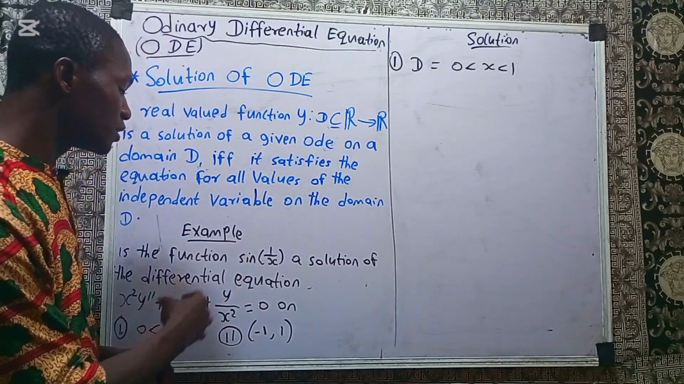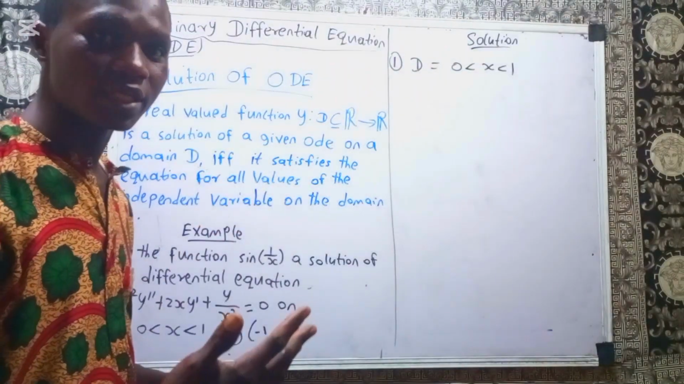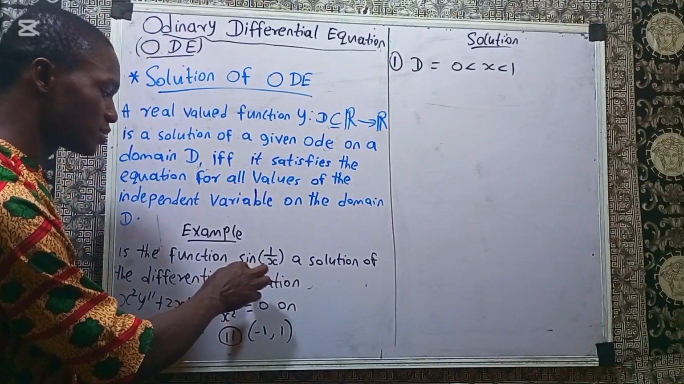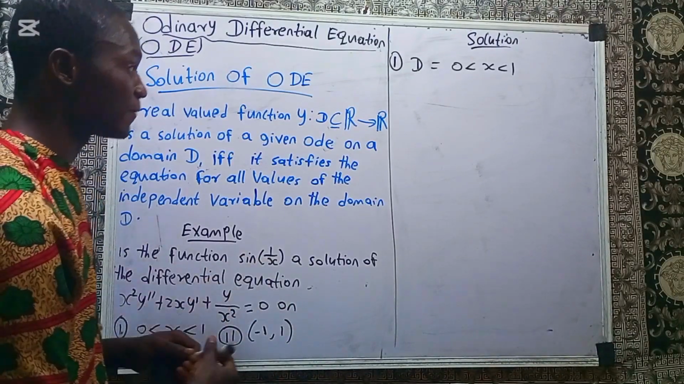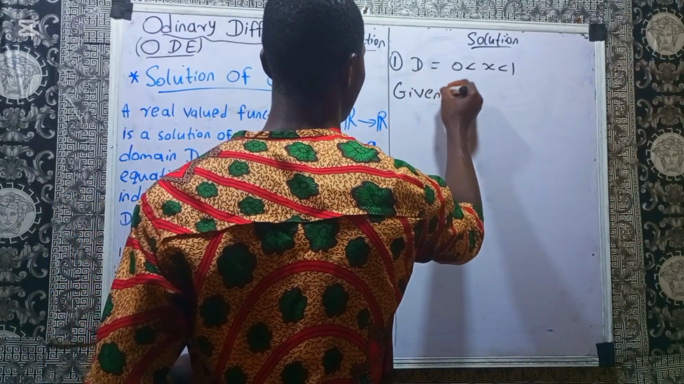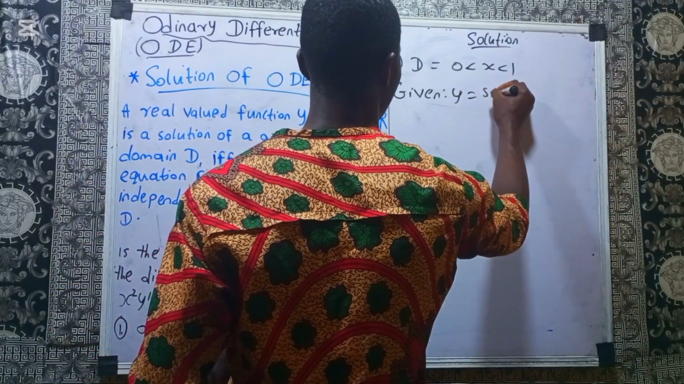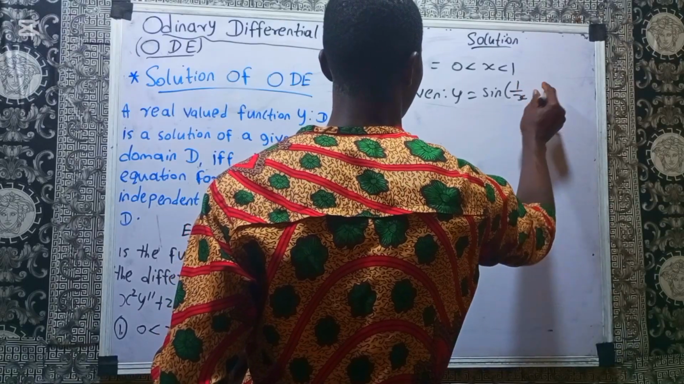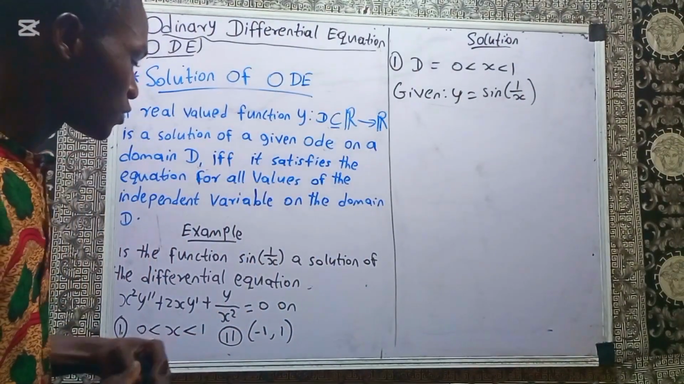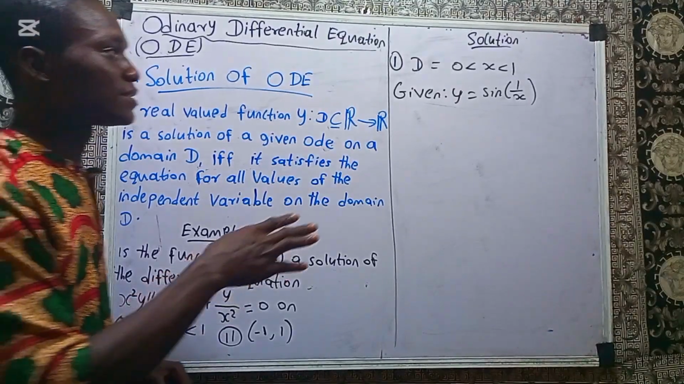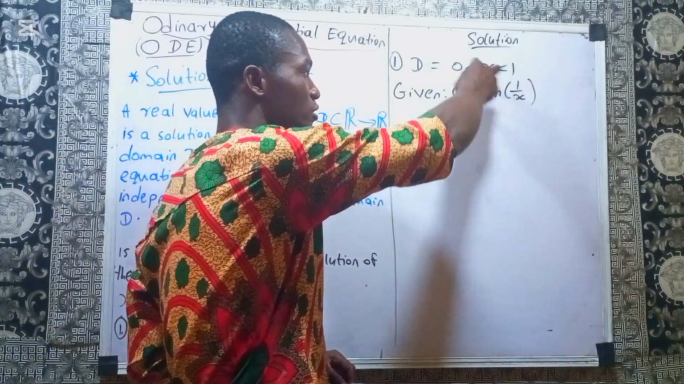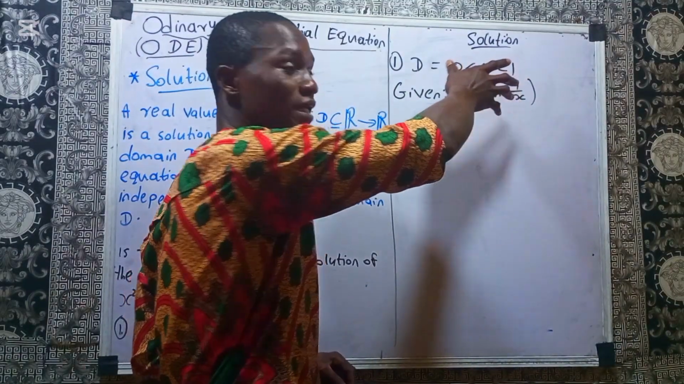Now your solution of an ODE is always a function of the independent variable. So we are given y is equal to sine 1 over x. So y is sine 1 over x. That's what is given to us. So looking at this function, we want to check whether this function is defined on this domain, right?